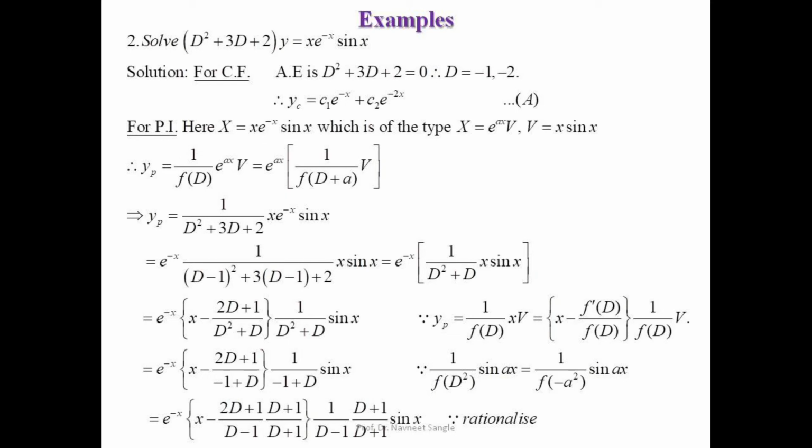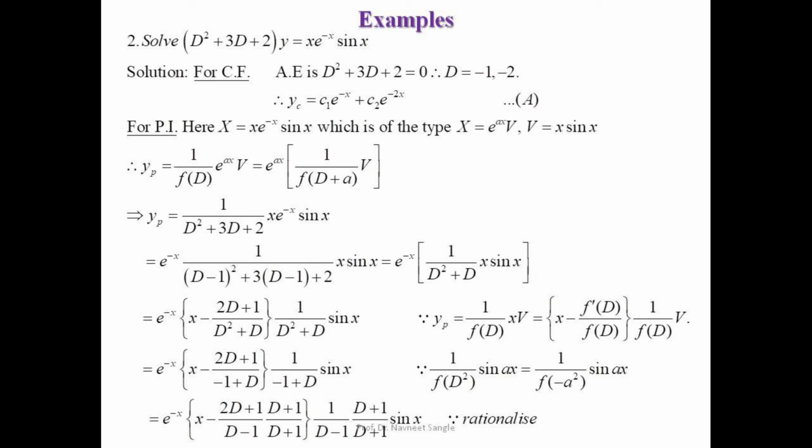Now the next step is to simplify this term. First simplify the outside bracket term, which is 1 upon D square plus D. According to the particular integral formula for sine of ax or cos of ax, we know that 1 upon f of D square, sine of ax, is equal to 1 upon f of minus a square, into sine of ax. If we apply this formula here, then the outside bracket term becomes D square is 1 square is 1, and after taking the square, attach a minus sign, so minus 1 plus D we get after the bracket term.